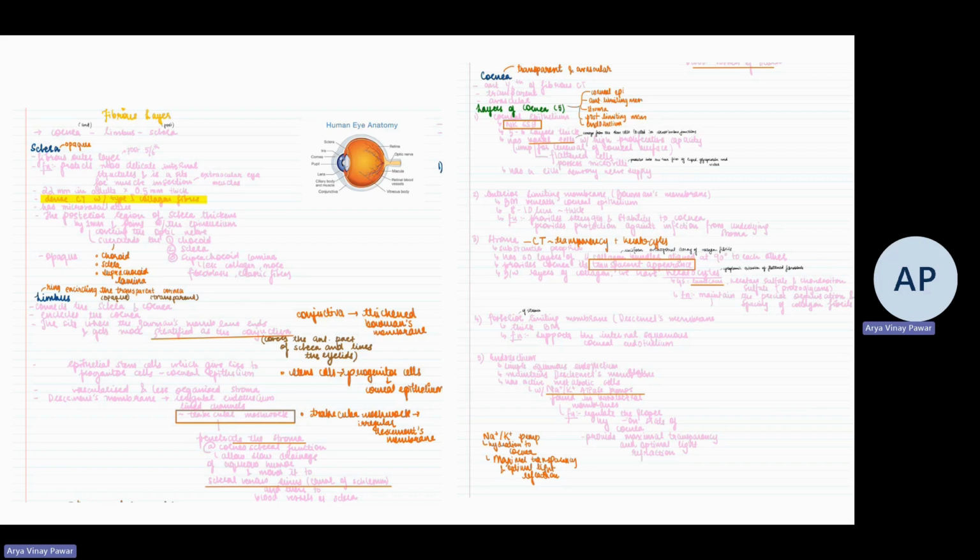Now let's get back to the limbus. The limbus is a structure that connects the cornea and the sclera. It usually is found encircling the cornea.